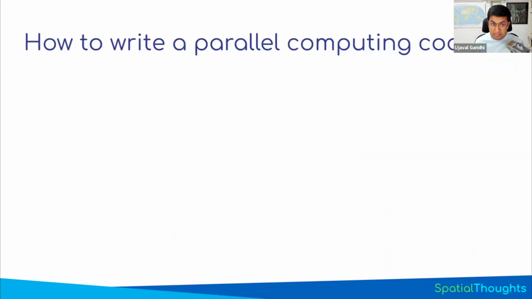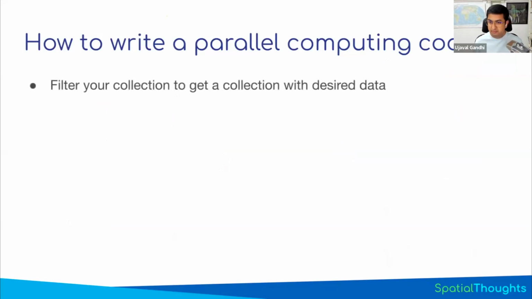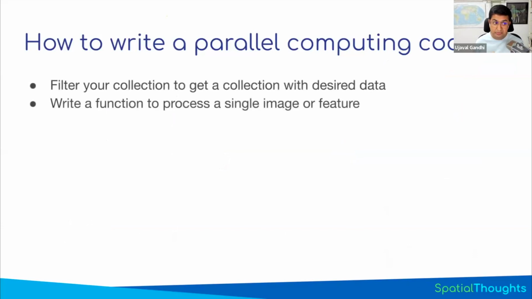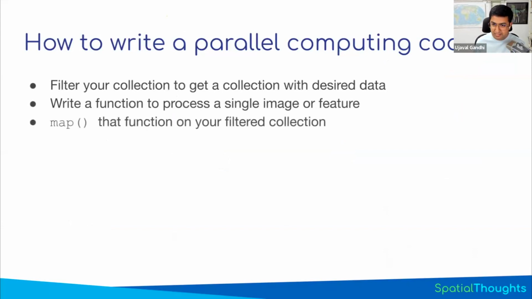So how to write code that can be efficiently parallelized across machines? Well, filter a collection, write a function to process a single image or feature, map that function in a collection, and reduce the result. Right? Again, this is very abstract. Once you see all the problems being solved in this way, you'll understand more how to really apply this in context. But whenever you're working with Earth Engine, remember, no if statements, no for loops. Your code has to follow this template of filter, map, and reduce.